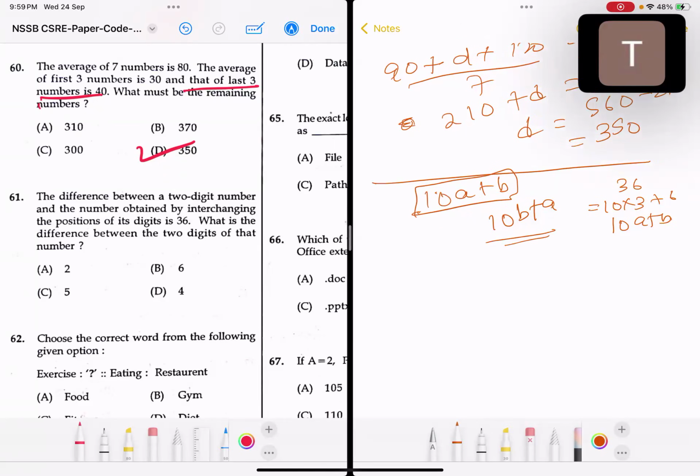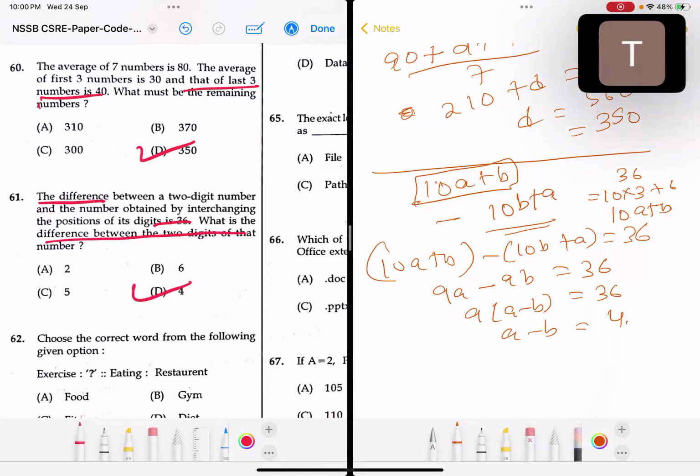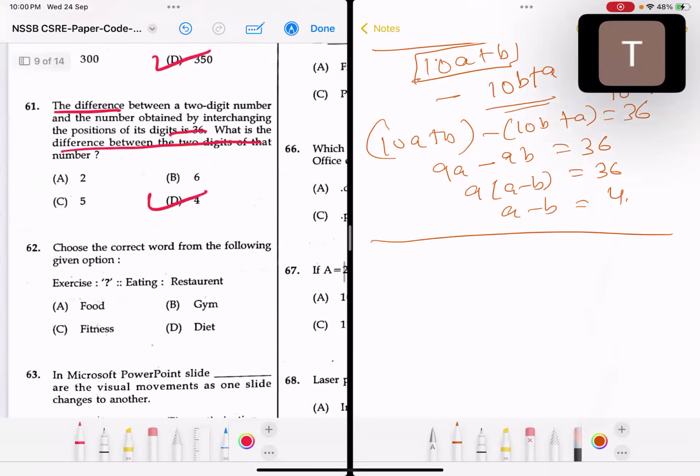And if we do the subtraction, the difference is how much? 36, which means 10A plus B minus 10B plus A is equal to 36, which means 9A minus 9B is equal to 36. 9 times A minus B is equal to 36. A minus B is equal to 4, okay? So what is the difference between these two digits? It is 4. Let's come to question number 62.